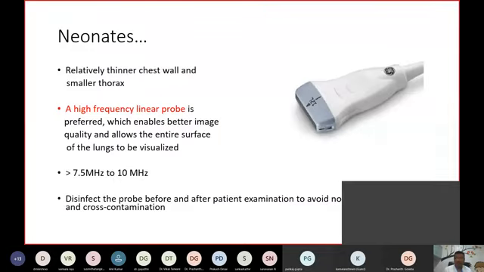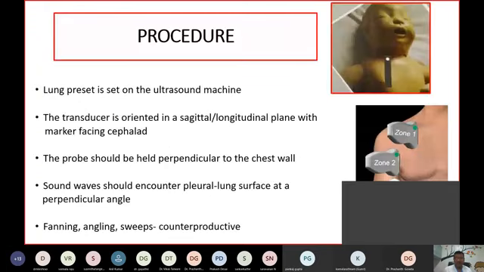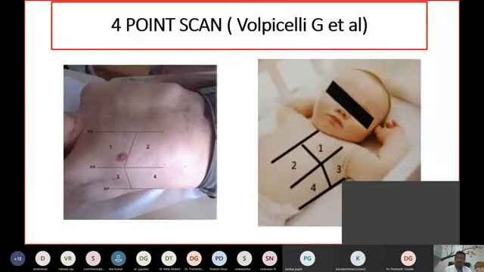Linear high frequency probe. Procedure also we have discussed: the probe should be exactly perpendicular to the chest, and there should not be any fanning, angling, sweeping and all. And zones I'm going to talk about. The transducer should be facing cephalad, toward the head, and you have to keep the probe exactly perpendicular to the chest. Now scan at 4 areas as we discussed last time. You have a midline, an anterior line and a posterior axillary line. So this is upper anterior, lower anterior, upper basal and lower basal. Apart from that, you're going to do a scan at the PLAPS point.